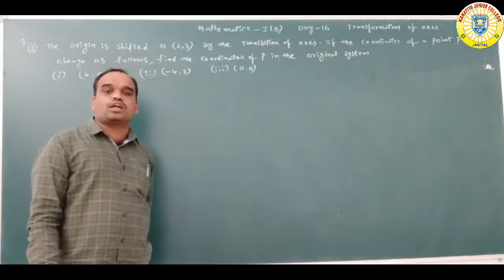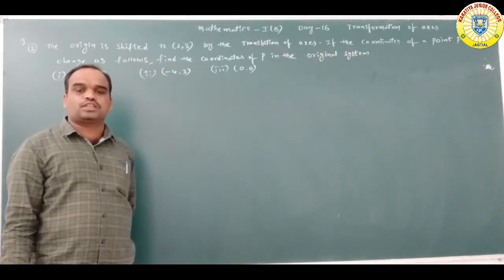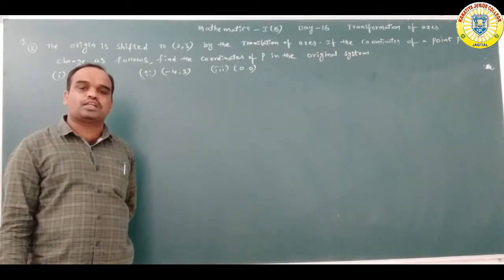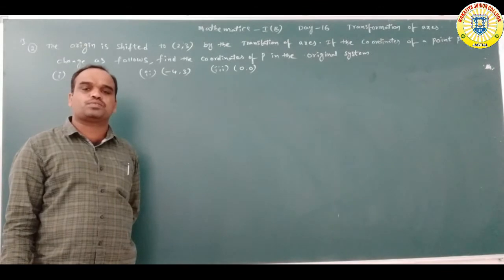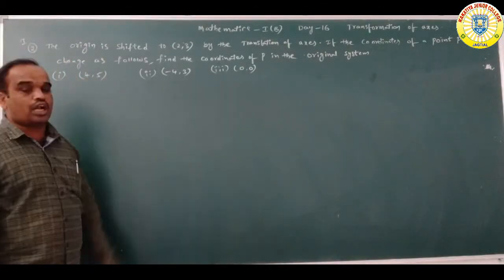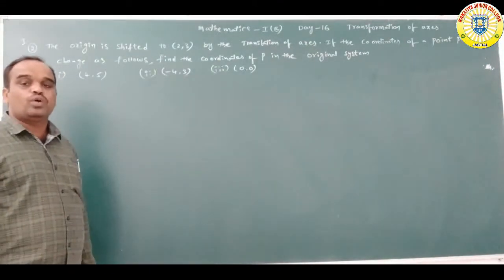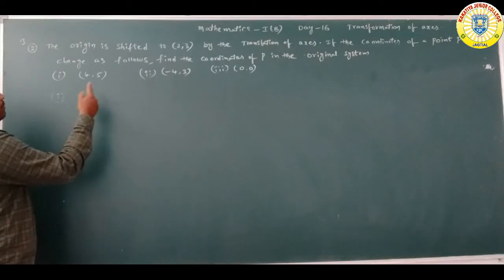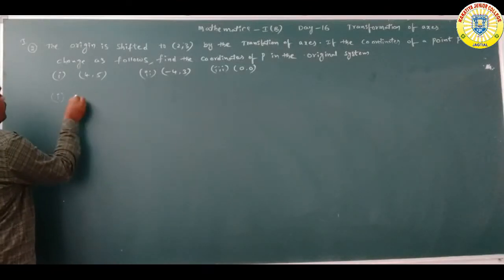Given coordinates are transformed coordinates, that is capital X, capital Y. Capital X, capital Y are the transformed coordinates. Small x, small y are the original coordinates. We are finding the original coordinates. In this one also 3 problems are there. I am solving the first problem. Do the remaining 2 problems as homework.